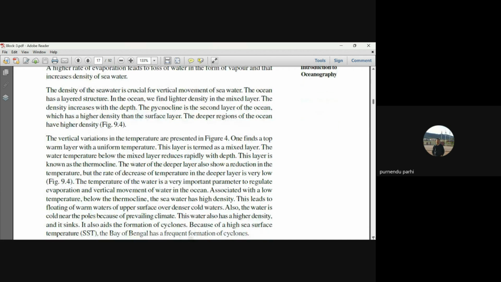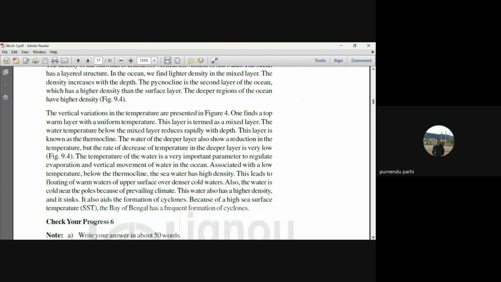One finds a top warm layer with uniform temperature. This layer is termed the mixed layer. The water temperature below the mixed layer reduces rapidly with depth. This layer is known as the thermocline. The water in the deeper layer also shows a reduction in temperature, but the rate of decrease of temperature in the deeper layer is very low.